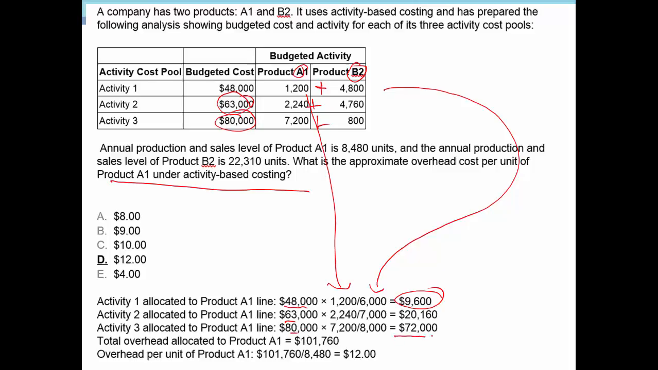Bang, bang. We now know the total cost of this product A1. You want me to slow down? I'm going faster because it's the same exact thing we did before, isn't it? Want me to go a little slower? I can. Okay, so we're just adding those up, bringing that over. Take the total of these. That's the 101,760. You divide that by the number of units of this product A1. That gives me the cost per unit.